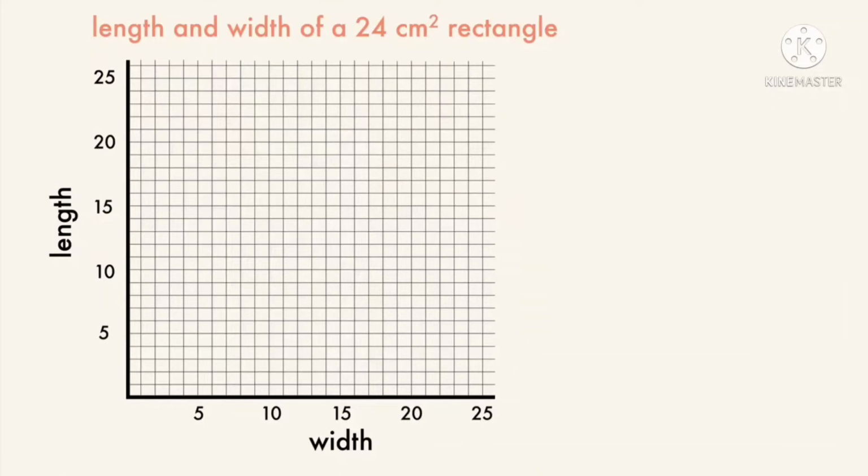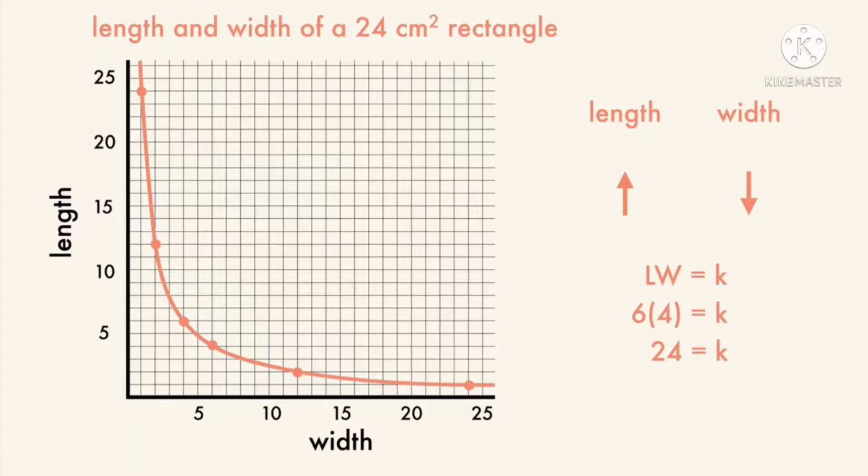When you graph the length of a rectangle with an area of 24 cm squared, there are a lot of possibilities. In this case, the length times the width must equal 24, a constant. So we can graph a length of 6 and a width of 4 to get our constant 24. But if I raise the length to 12, I must lower the width to 2 in order to get a constant of 24. This is an inverse relationship, which makes a hyperbola when graphed.